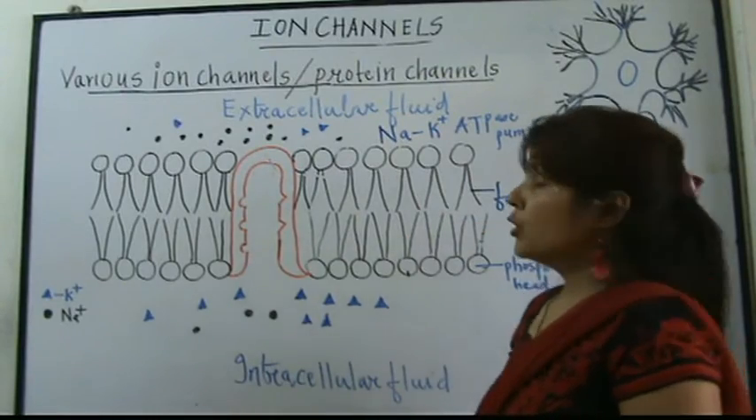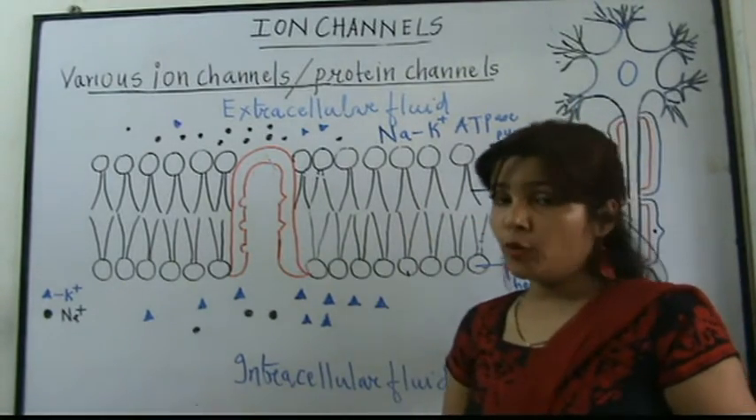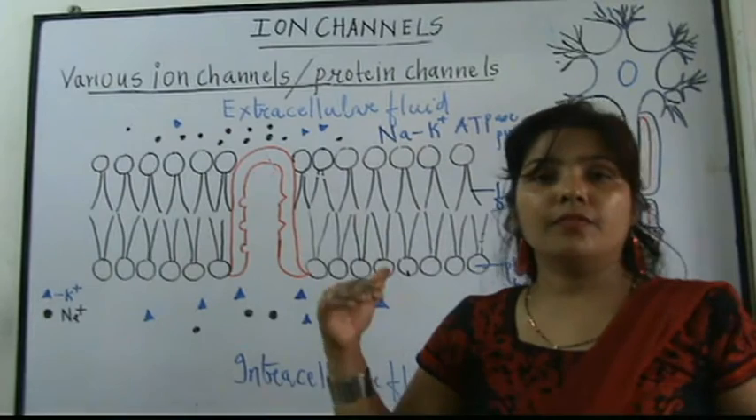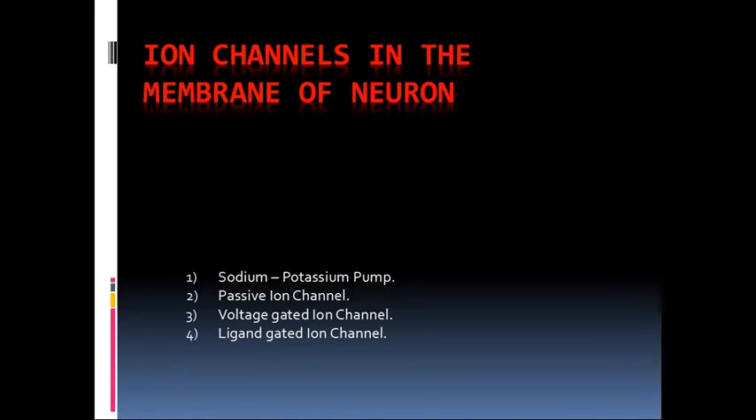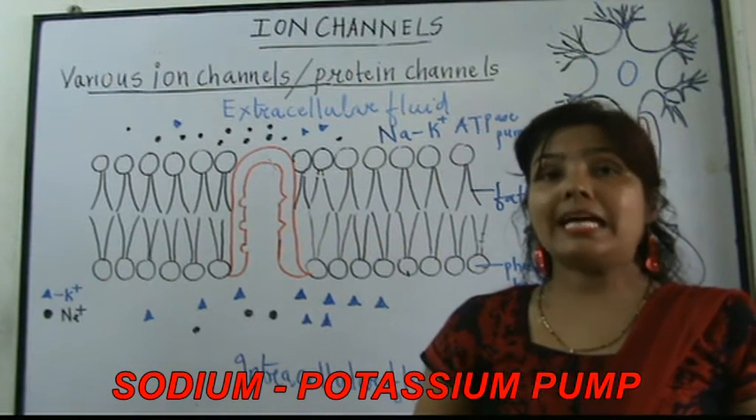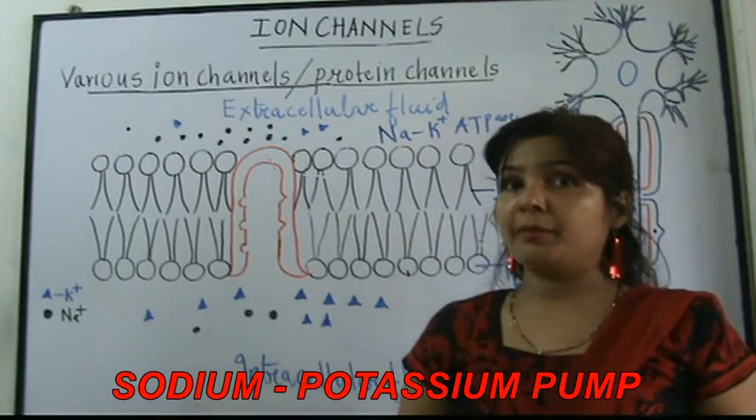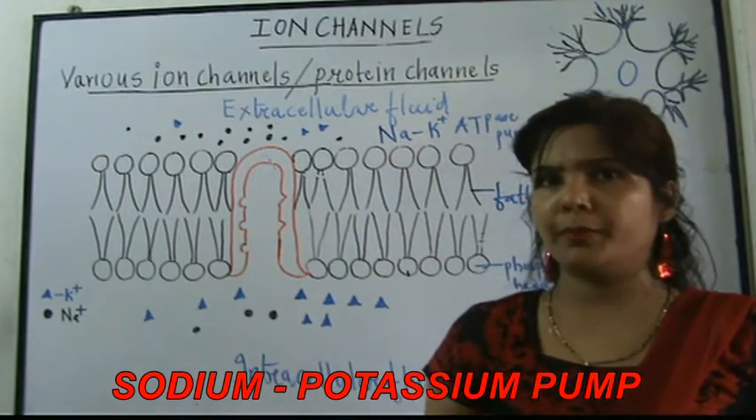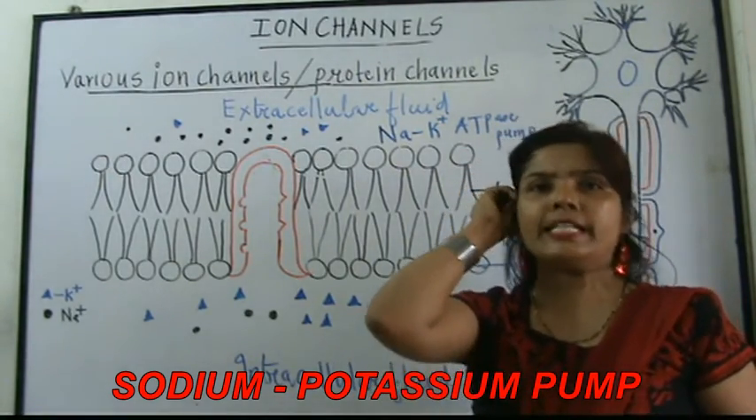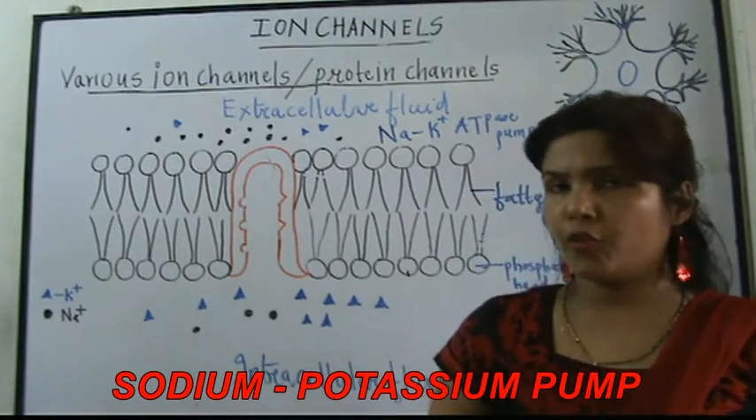Now, there are 4 ion channels found in the membrane of the neuron. One is the sodium potassium pump, the second is the passive ion channel, the third is the voltage gated ion channel, and the fourth is the ligand gated ion channel. We are first going to discuss the sodium potassium pump. As the name suggests, it's a pump. That means it requires energy to do something, and the energy comes from ATP, which is adenosine triphosphate.